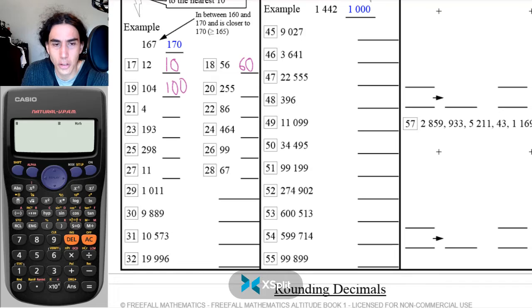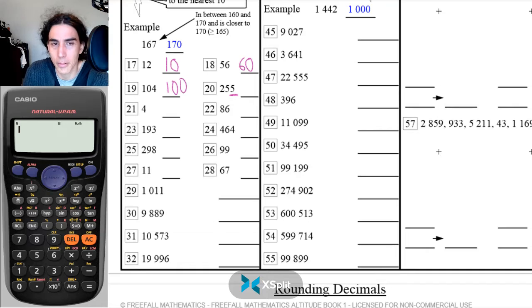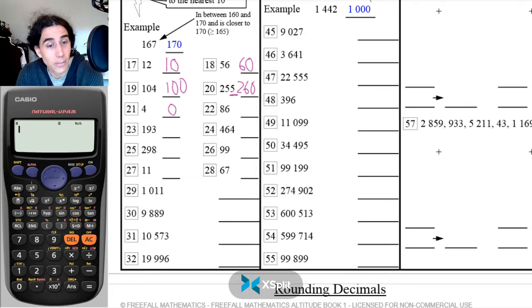Now this is the tricky one, when it ends in a 5. Between 250 and 260, it's halfway between them. But we round it up. If it's a 5, we go up. That's the rule. So 255 becomes 260. All right, and another, there's a 4 here, 1. Nearest 10 is a 0. So have a go at the rest of those.